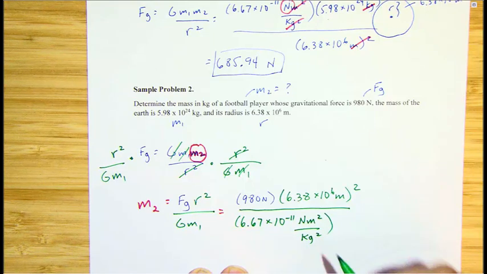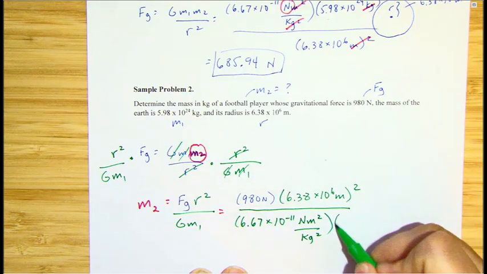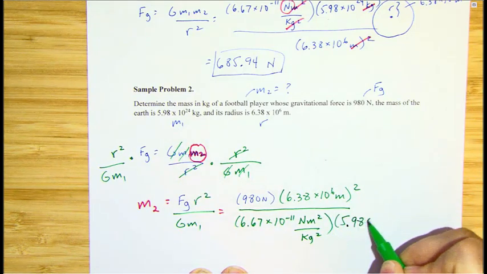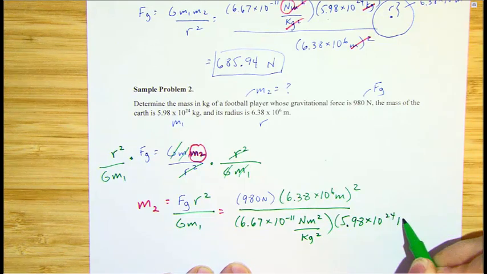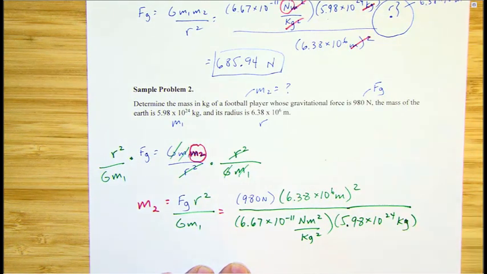Units matter. Times M1. And M1 we said was the mass of the Earth, which is 5.98 times 10 to the 24 kilograms. So we're going to put this in our calculator.